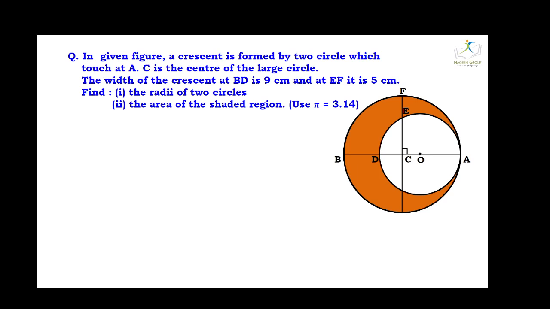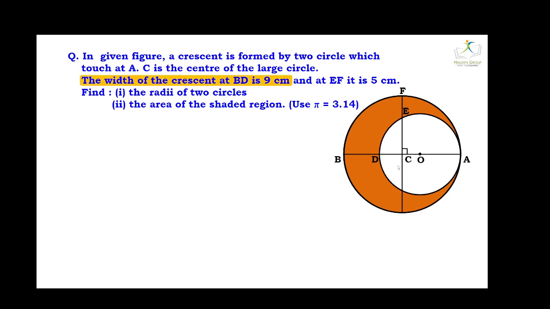BD is 9 centimeters, given. So BD is 9 centimeter. This is BD length. And EF is 5 centimeter. They have given that, but we want the radius of the big circle and small circle. Okay, how to find this? This breadth is 9 and this is 5. So we have to find out the radius of the two circles.